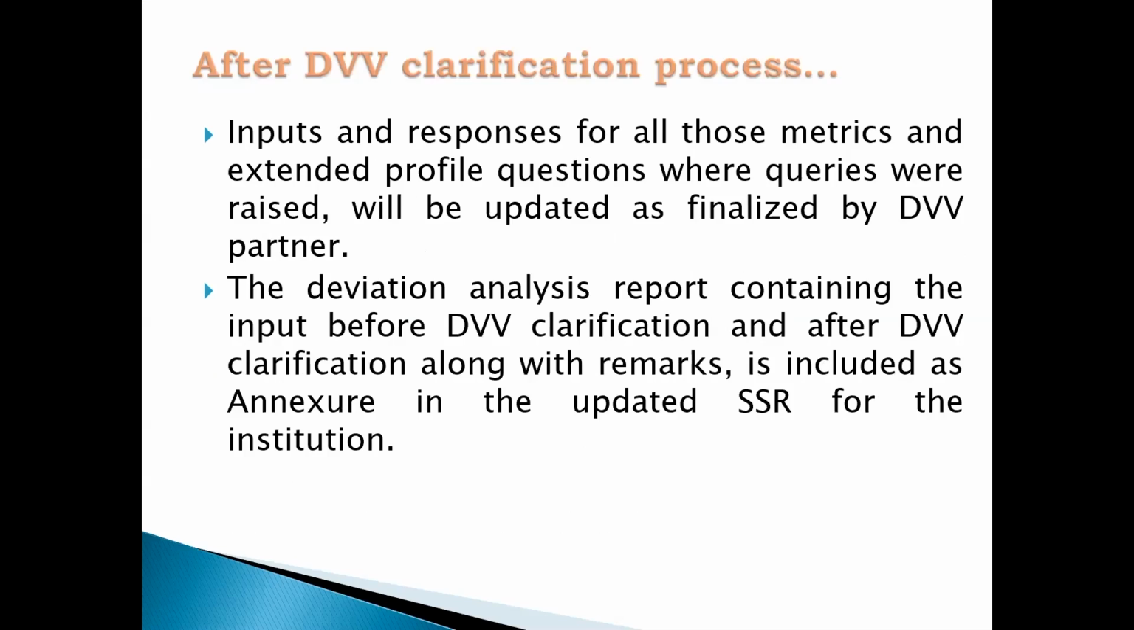So what happens after the DVV clarification process? All the inputs and responses given by the HEI for the metrics, including the extended profile, will be updated. Updated means the input by the HEI, queries raised by the DVV partner, and the responses given by the HEI. Then the final input is given by the DVV partner on the basis of all this process. And there is also a deviation analysis report. On the basis of the DVV clarification response by the HEI, a DVV deviation analysis is done, and it leads to the updation of the SSR. So what is this deviation analysis?